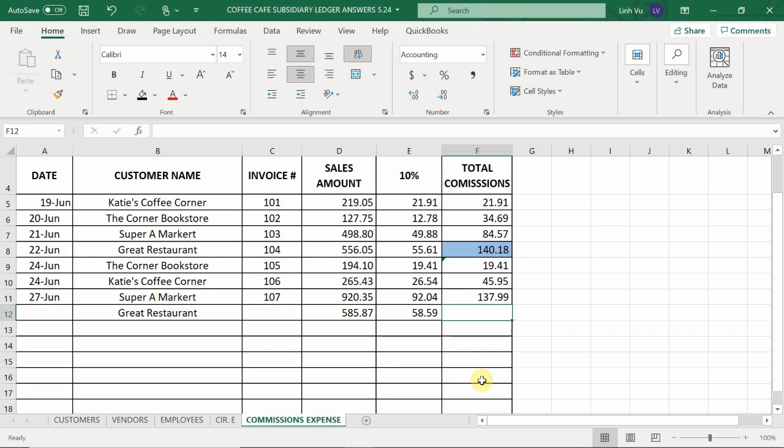And then, let's see. Gotta do my equal sum again. And that would bring his new total to 137.99. Good. That's how much we owe him. Okay. And then next we need to go over to customers, to Super A Market.